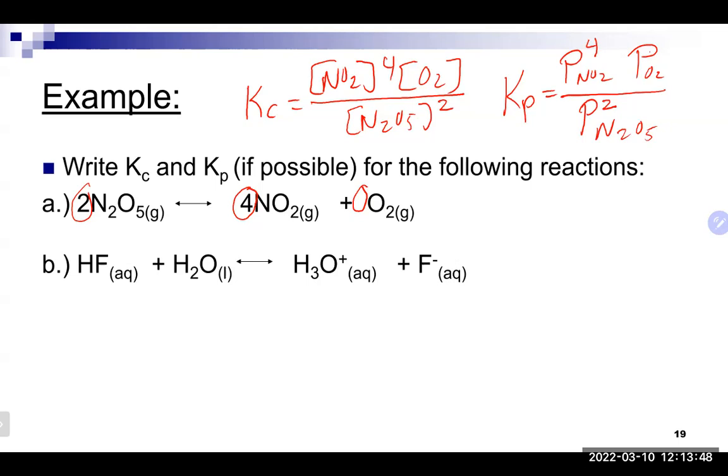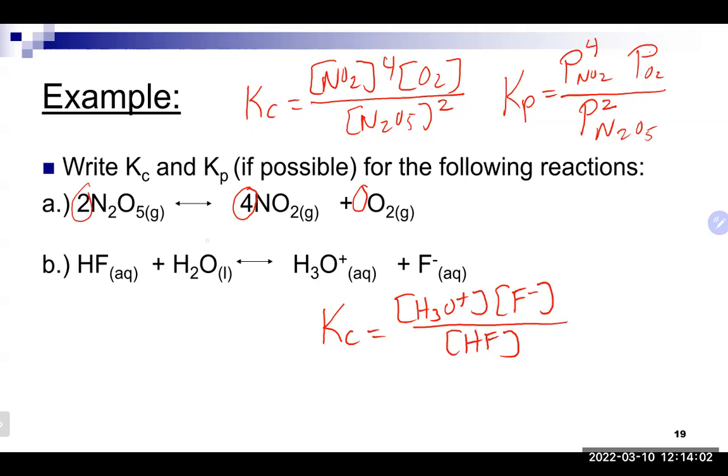Looking at the bottom one there, our Kc would be the concentration of H3O+ times F- divided by the concentration of HF. And what about the water? Do I put it in? I do not put it into the expression. Again, it's a pure liquid, so you do not include it in the equilibrium expression. Question on that one there.